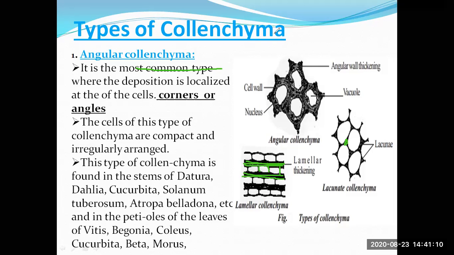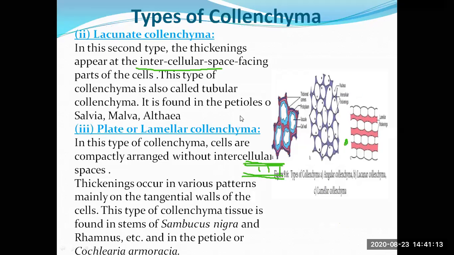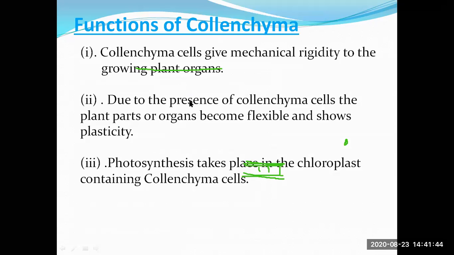This type of collenchyma we will see in the tissues of the stem of Sambucus nigra and Rhamnus, and also in the petiole of Cochlearia armoracia. So these are the three examples. Just remember them. These are the three types of collenchyma. Next, what are the functions of collenchyma?